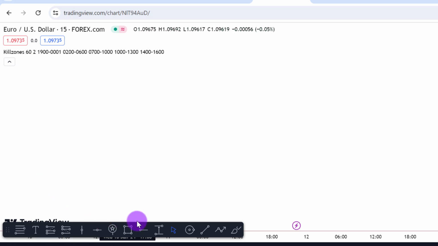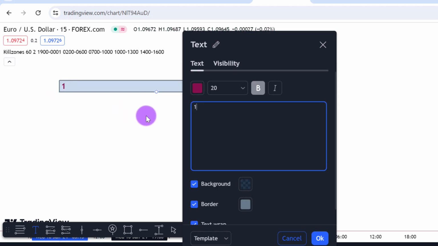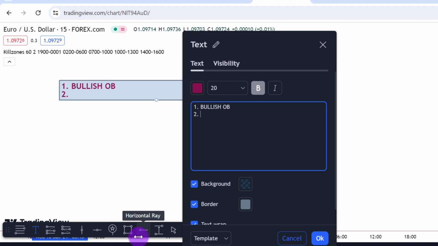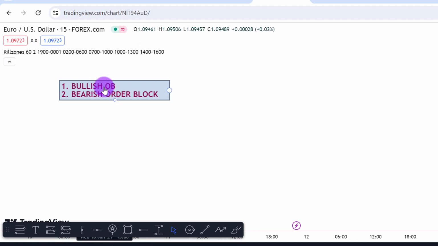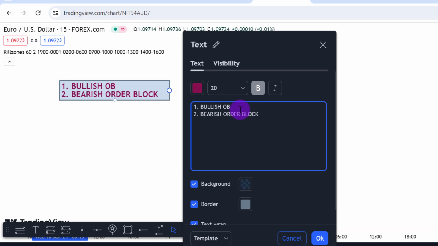So quickly, what is an order block? There are actually two types of order block: a bullish order block and a bearish order block. All right, so we are going to learn about the bullish and the bearish order block, and we're going to look at the criteria for executing a trade on an order block, either a bullish or a bearish order block.